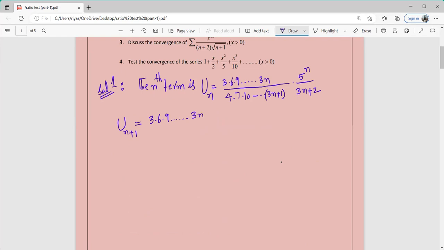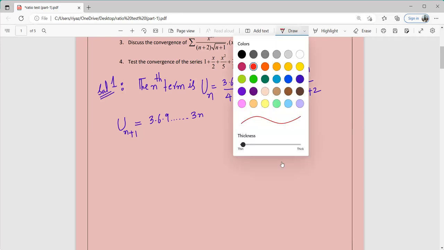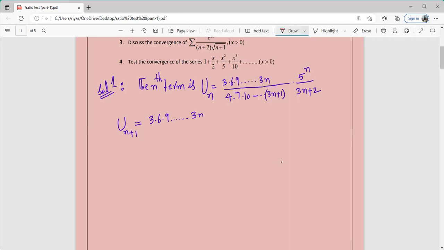अब आप रफ कॉलम में देखिए un plus 1 कैसा फाइंड आउट करते हैं। I will give you the hint. What we have to do here is, this is the nth term. In this term, wherever n is there, we are going to put n plus 1. So what is the answer? What is the answer?